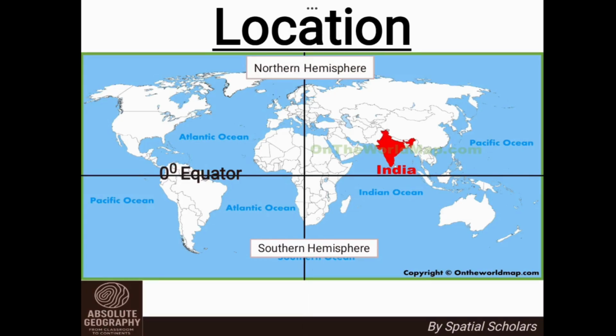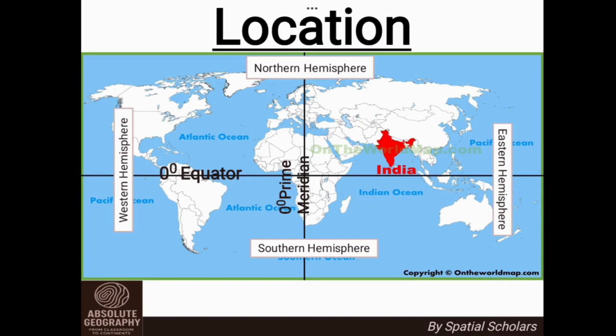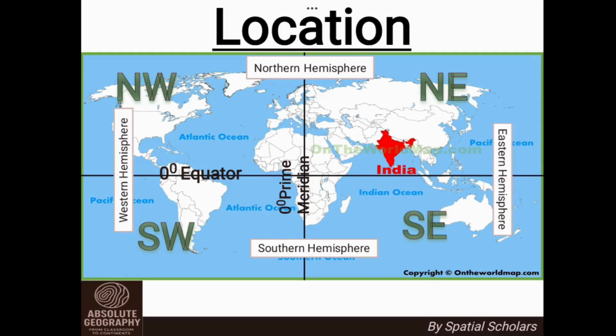Then we have the lines of longitude. The 0-degree prime meridian is the line which divides Earth into western and eastern hemispheres. Together, the equator and the prime meridian give us the four quadrants on the globe: northwest, southwest, northeast and southeast. India lies completely in the northeast quadrant of the globe.